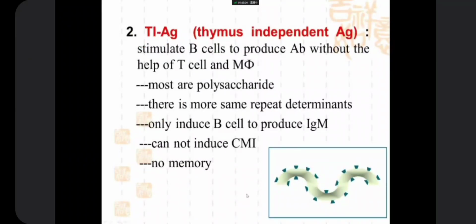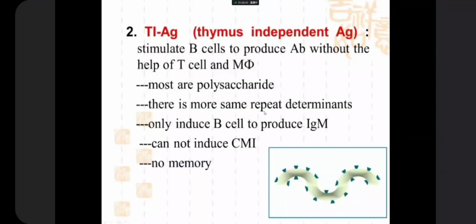Okay, this is TI antigen. TI antigen means thymus-independent antigen. They can stimulate B cells to produce antibody without the help of T cells and phagocytes. In nature, most TI antigens are polysaccharides.